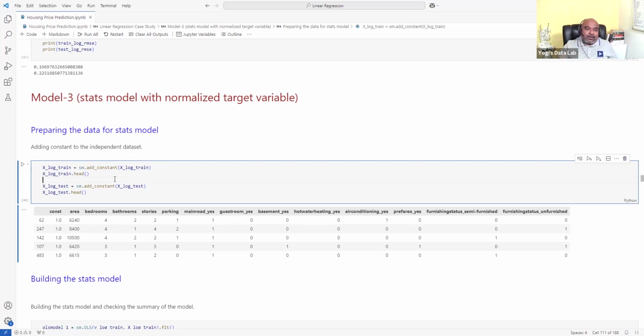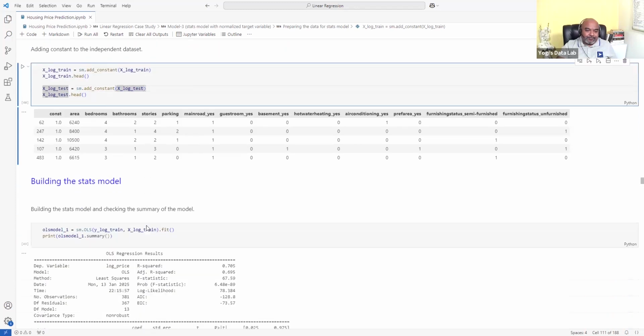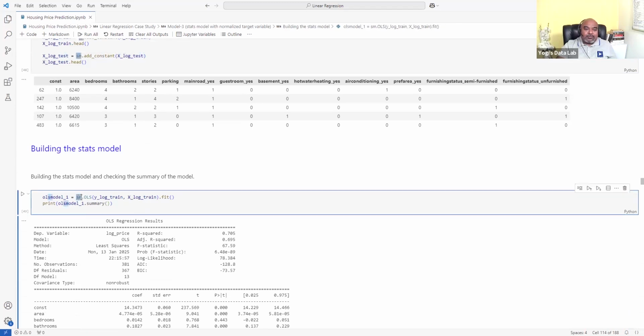The constant will do nothing, but it will add a column const and add ones over here. Sometimes you get into trouble that this add constant doesn't work. So if that is not working, go ahead and create a column called const and put values 1 over here. That's all you need to do. So I'm adding the constant in both the train and the test set. And I'm using Statsmodel now. Earlier I was using sklearn, now I'm using Statsmodel. And I'm doing statsmodel.ols, and I'm going ahead and training my model over here using .fit.